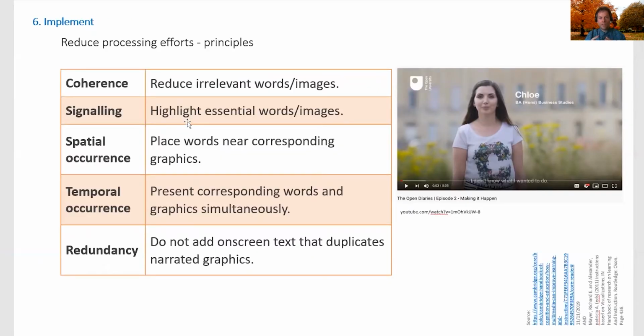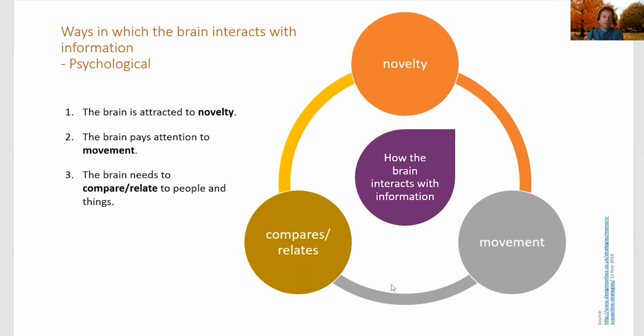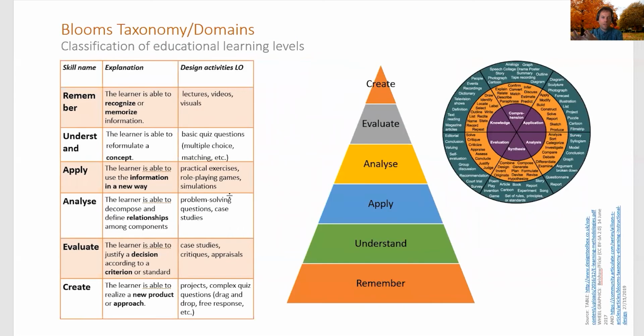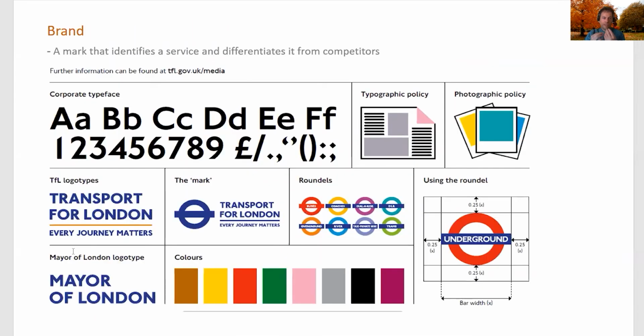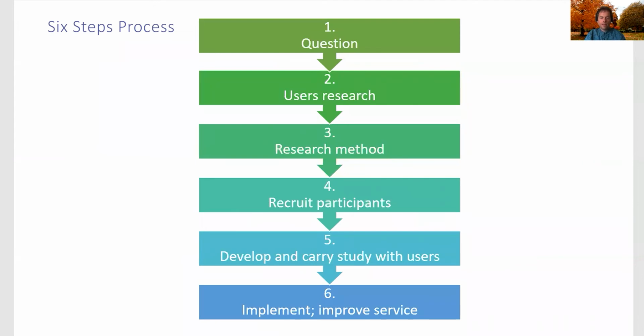A few design elements you need to think about when you take the information you're now processing, the data, and how you now implement and improve. And then I will lay out the 6 steps process, defining the question. I will show you how to do it and why it is important. Doing your user research, including market research, deciding on your research methods, how you recruit participants, how you define them, developing and carrying out the study, implementing and improving the service after you've carried out your research.